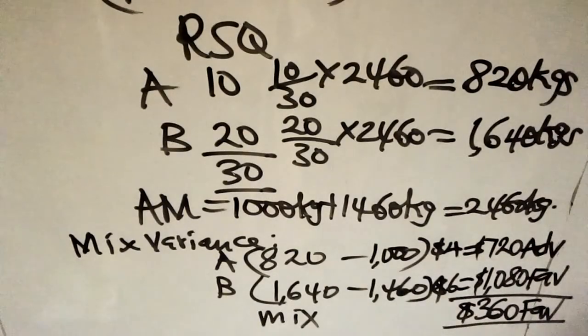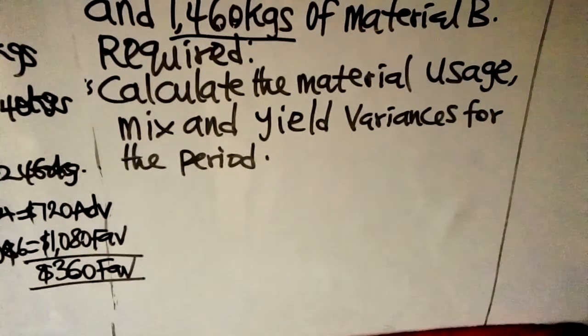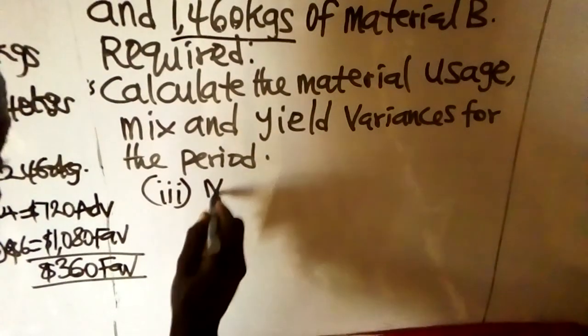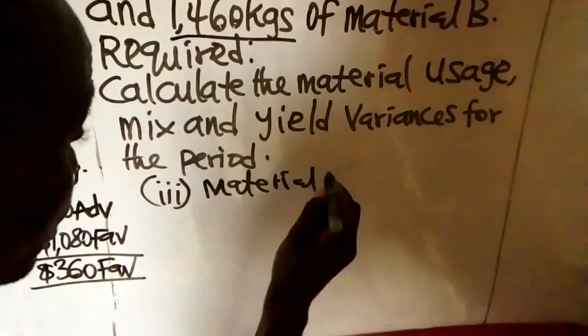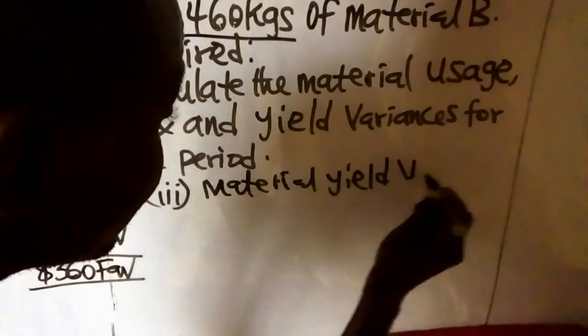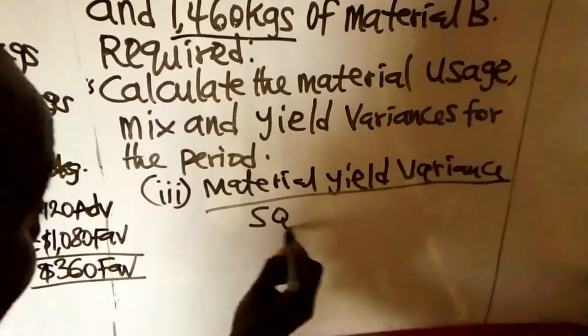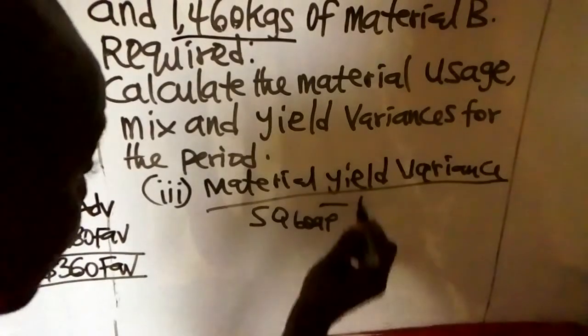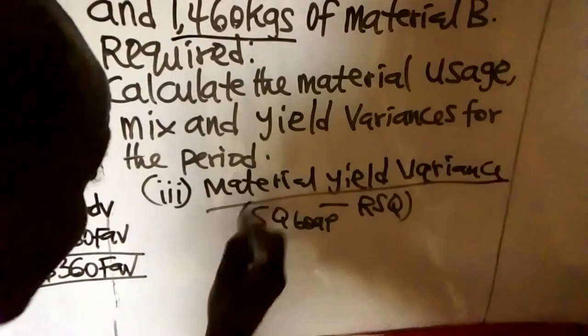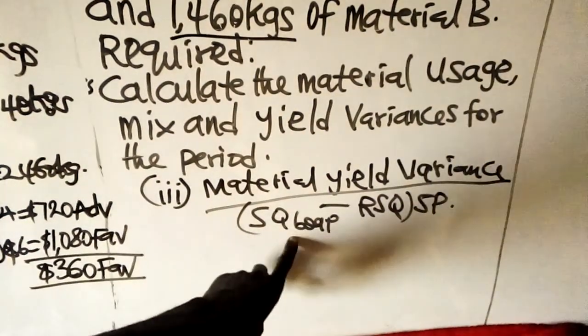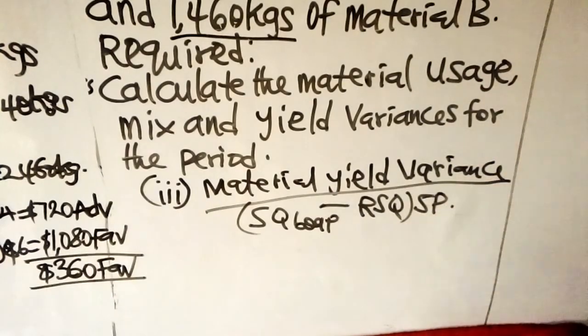Now, having computed the mix variance, we therefore want to compute the yield variance. I've told you that material yield variance, number 3, is the difference between the standard quantity based on actual production minus the revised standard quantity, multiplied by the standard price. We have computed our standard quantity based on actual production. We have as well calculated the revised standard quantity.